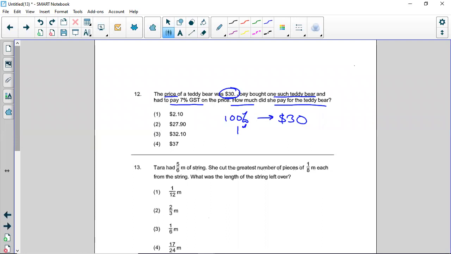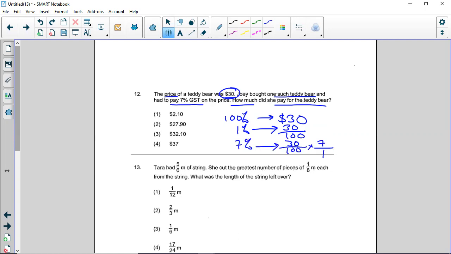So can you find 1% first? How much is 1%? You can write 30 over 100. Okay, avoid decimal so that you can do faster. What is 30 over 100? Means 30 divided by 100. Can also be written as a fraction. And how much is the GST? That will be 30 over 100 times 7. So you can see that I avoid decimal so that we can do faster.